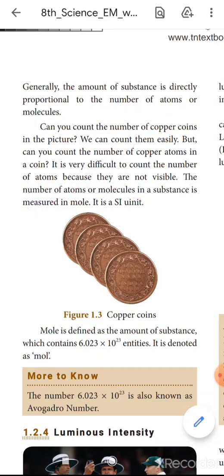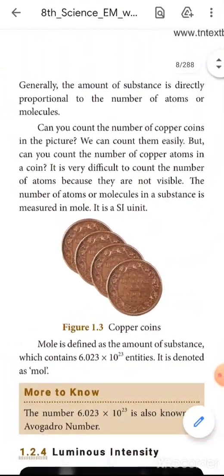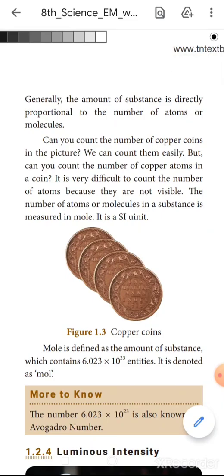Can you count the number of copper coins in the picture? We can count them easily, but can you count the number of copper atoms in the coin? It is very difficult to count the number of atoms because they are not visible. The copper coins are visible, so we can easily count them, but the atoms and molecules in the coin are not visible, so we cannot count the number of atoms and particles.